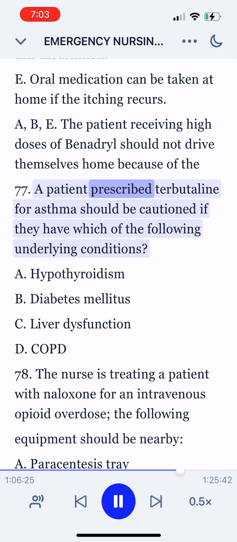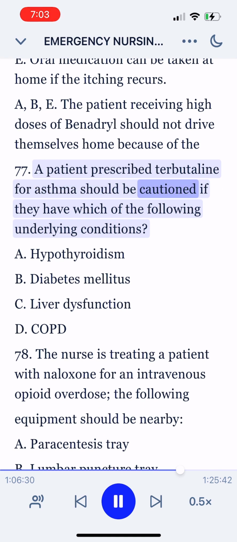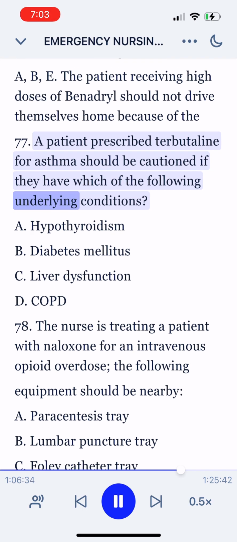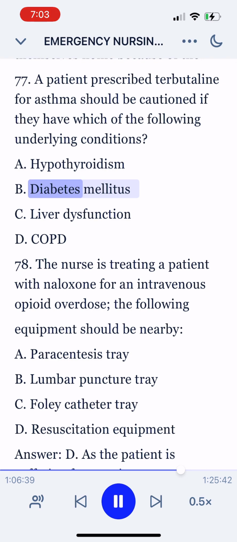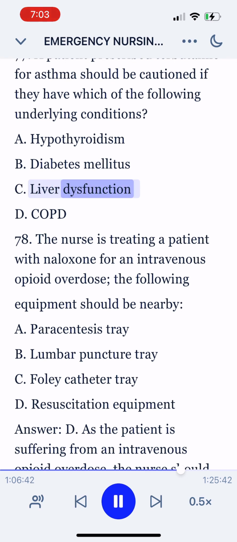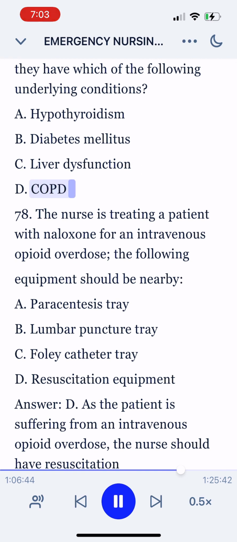77. A patient prescribed terbutaline for asthma should be cautioned if they have which of the following underlying conditions? A. Hypothyroidism. B. Diabetes mellitus. C. Liver dysfunction. D. COPD.